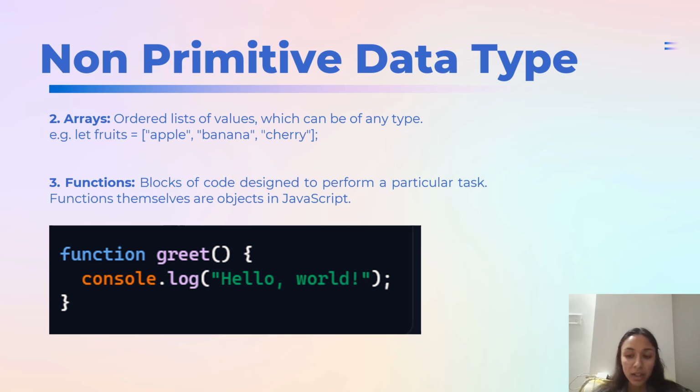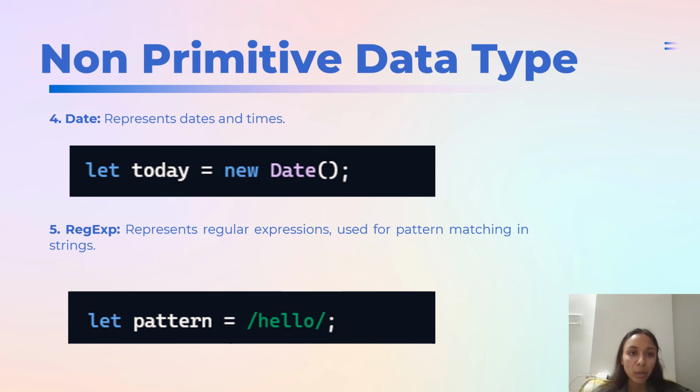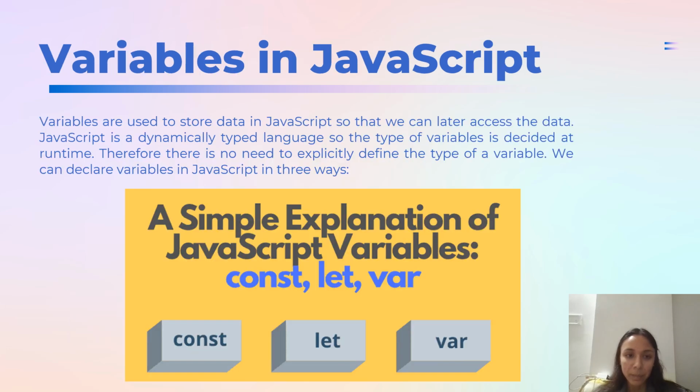Then functions, and here we define a function by using the keyword function in front of our function's name. So we write function, then the function name. It can be of various types. It can be a named function, an unnamed function. It can have parameters, not have parameters, with a return value, without a return value. And we also have non-primitive data types like date. Here we can access the date by using the Date function directly, and also get regular expressions and patterns for pattern matching.